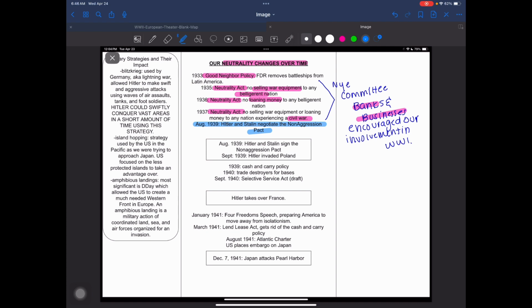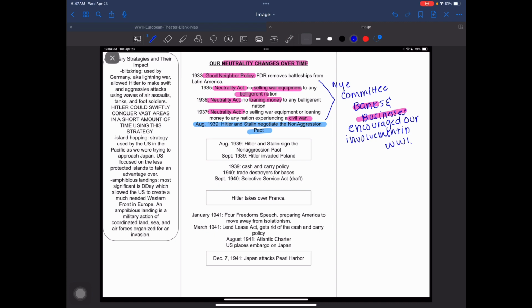But the reason that Hitler pursues this relationship with Stalin is because he's about to invade Poland. And Poland is between him and the Soviet Union. So he wants to make sure that when he invades Poland, the Soviet Union didn't feel that they were a threat and they wouldn't attack, because that would have forced Hitler to fight on two fronts, all right?